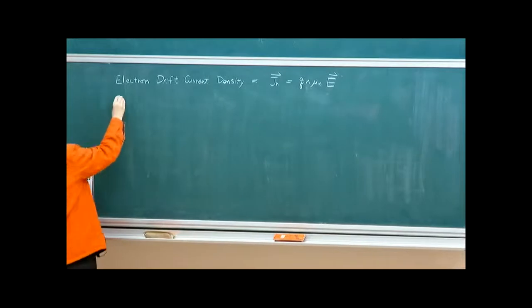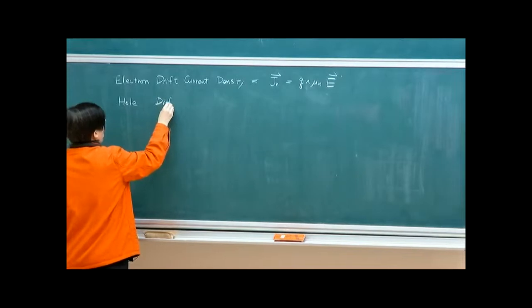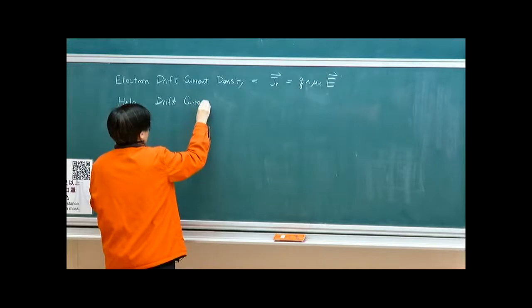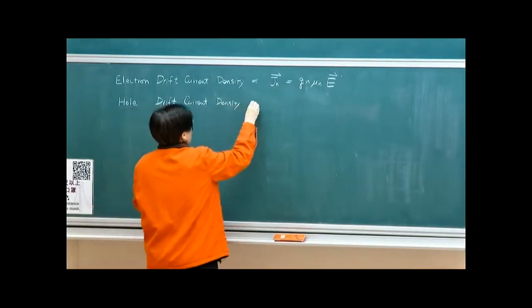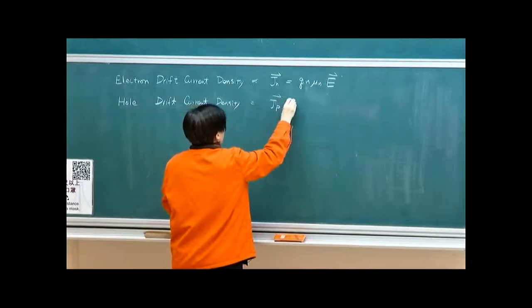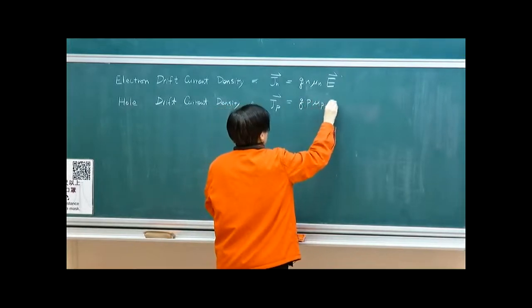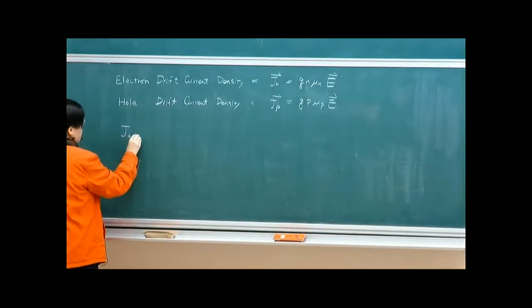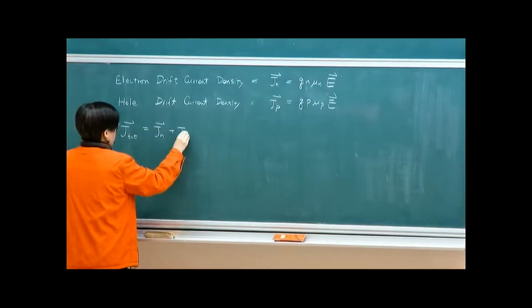So we can do the same thing for hole drift. I want to be specific because we're going to have other types of current. So hole drift current density will then be Jp = q p mu_p E. You can do the same exercise and get the results. So your total current, J total, will be Jn plus Jp.